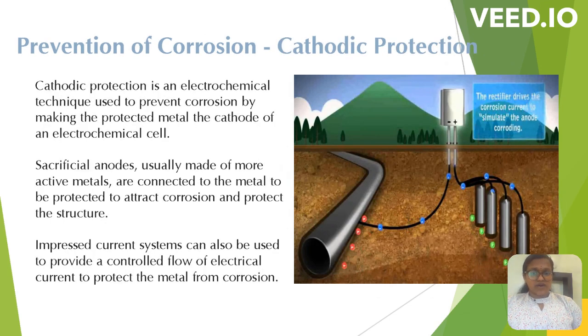The next method is cathodic protection. Cathodic protection is an electrochemical technique used to prevent corrosion by making the protected metal the cathode of an electrochemical cell. Sacrificial anodes, usually made up of more active metals, are connected to the metal to be protected to attract corrosion and protect the structure, as we see in the image. Impressed current systems can also be used to provide a controlled flow of electrical current to protect the metal from corrosion.